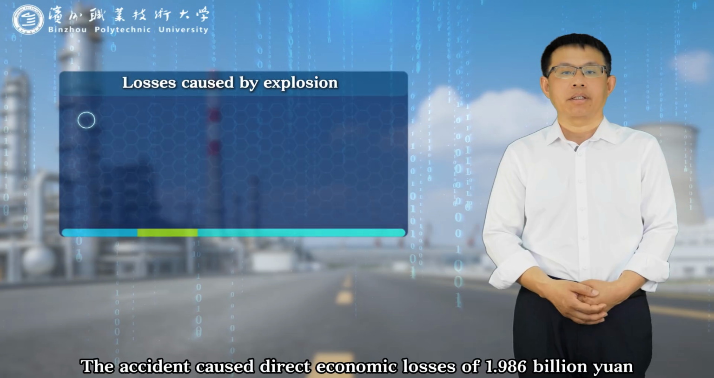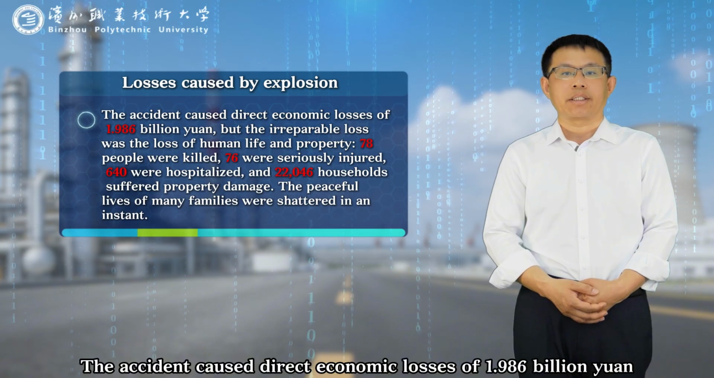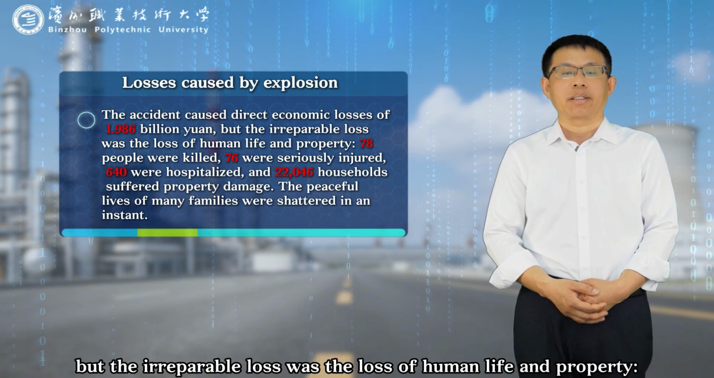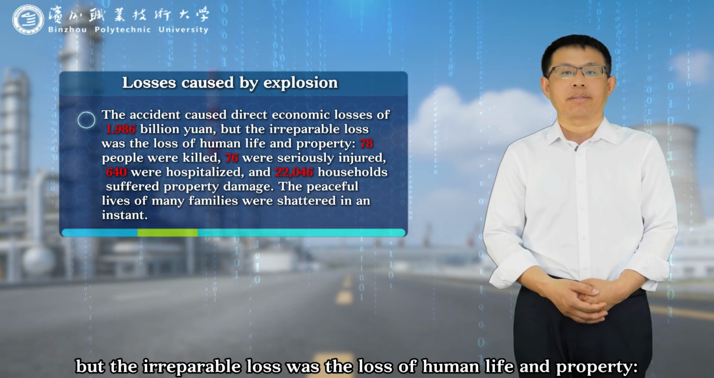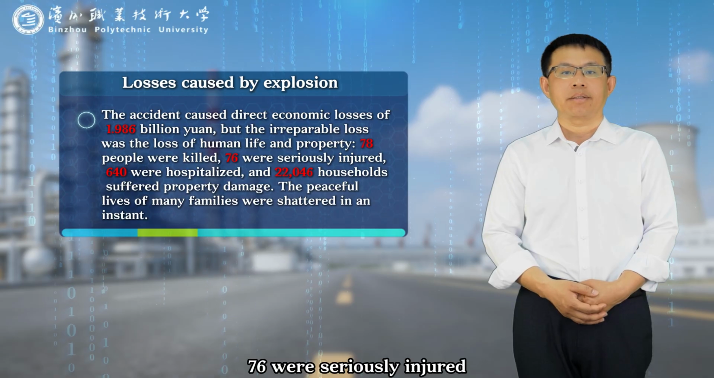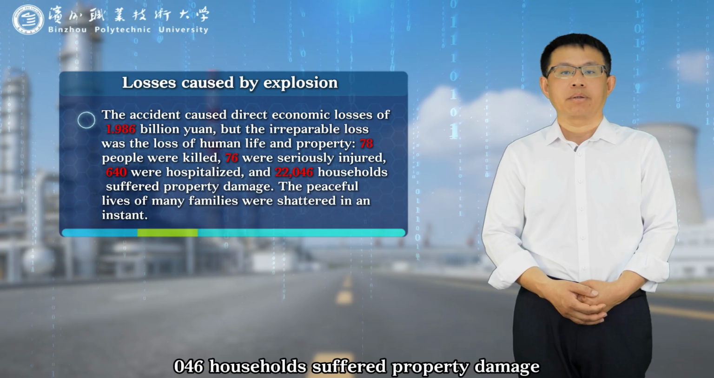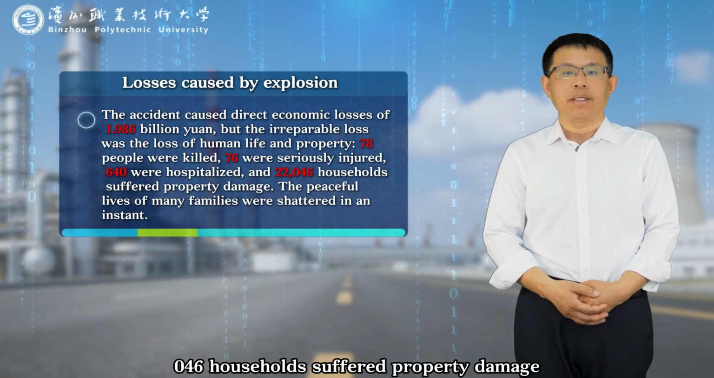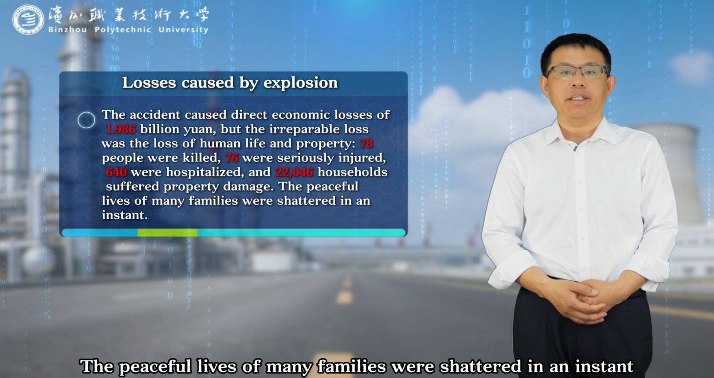The accident caused direct economic losses of 1.986 billion yuan, but the irreparable loss was the loss of human life and property. 78 people were killed, 76 were seriously injured, 640 were hospitalized, and 22,046 households suffered property damage. The peaceful lives of many families were shattered in an instant.